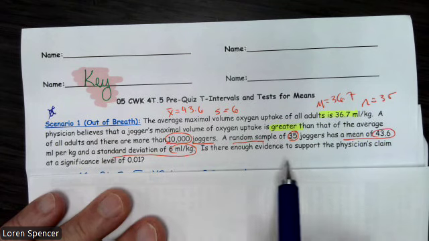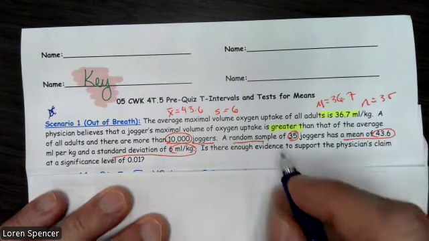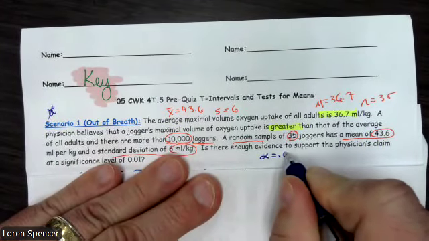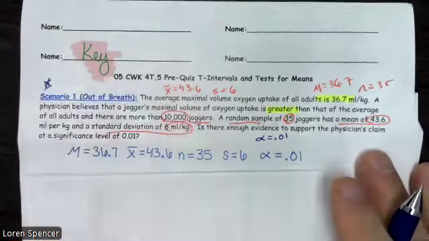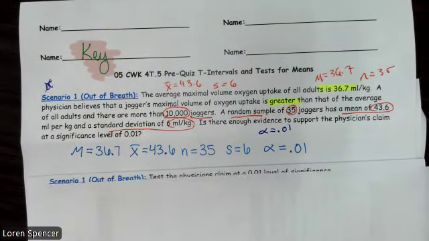And they want to know, is there enough evidence to support the physician's claim at 0.01? So they're telling us right here that our alpha is 0.01. And I have this written down a little bit nicer right there in case you don't have it.